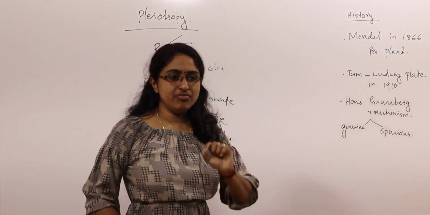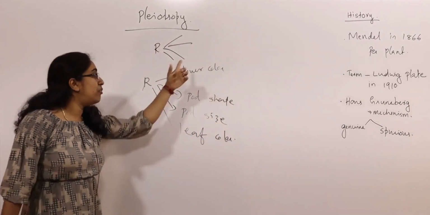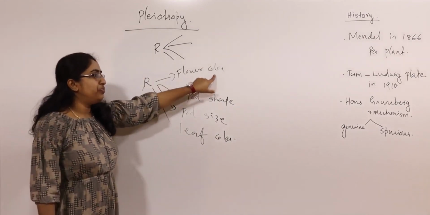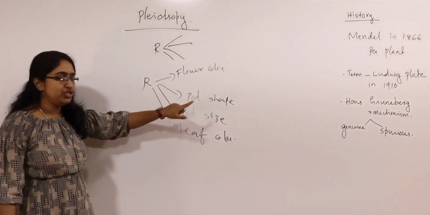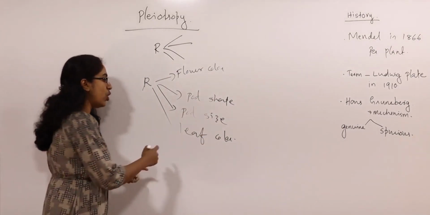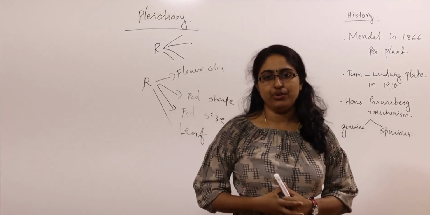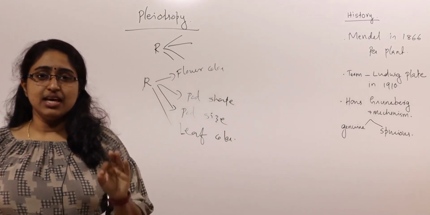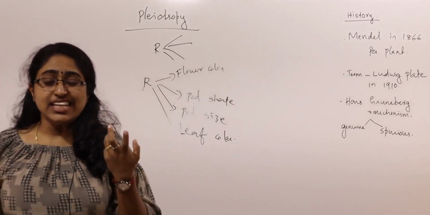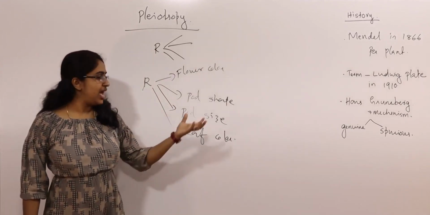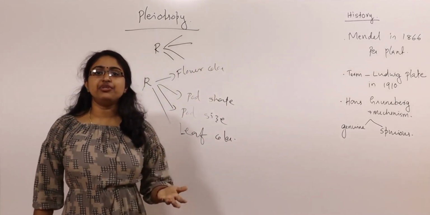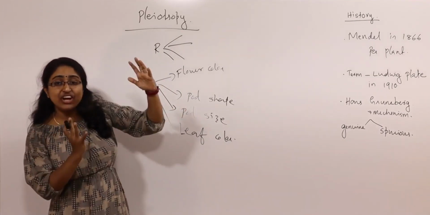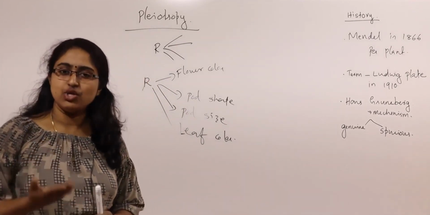Because of this, if there is a mutation in this single gene, it has multiple effects. A mutation in this R gene will cause a change in flower color, a change in pod shape, a change in pod size or leaf color. This is known as pleiotropy. By definition, it is one gene controlling more than one seemingly unrelated phenotype. They are not related phenotypes, they are unrelated phenotypes. That is known as pleiotropy.